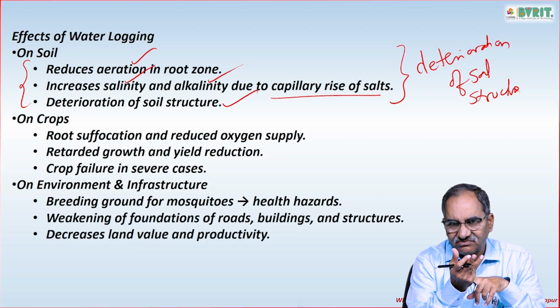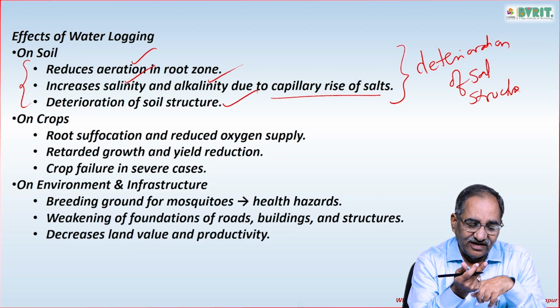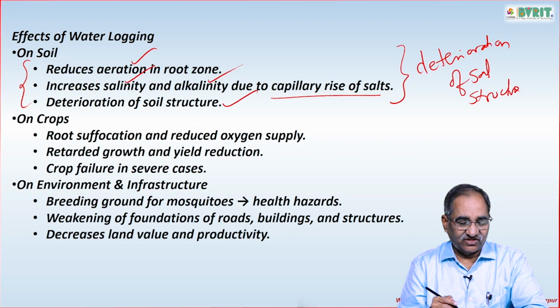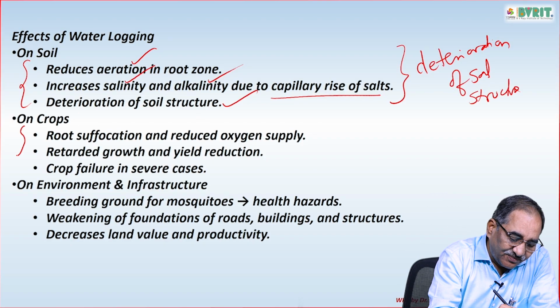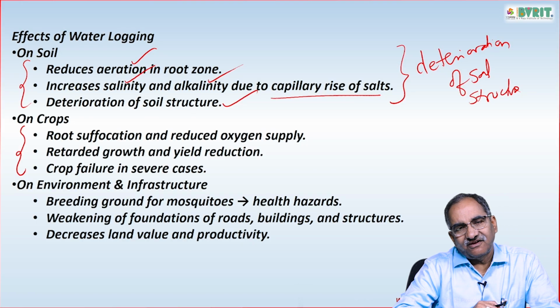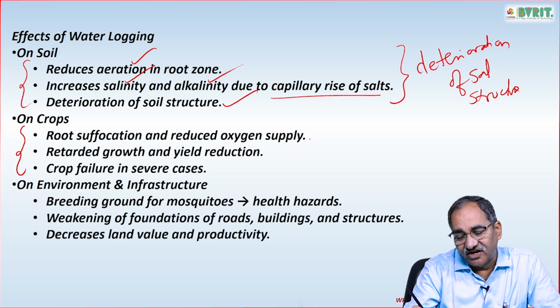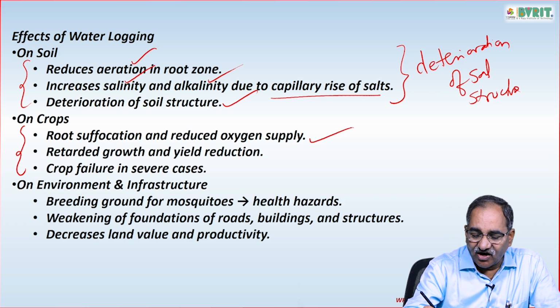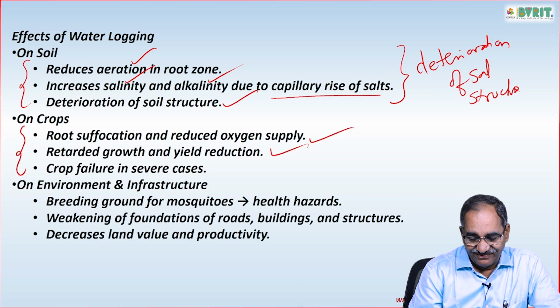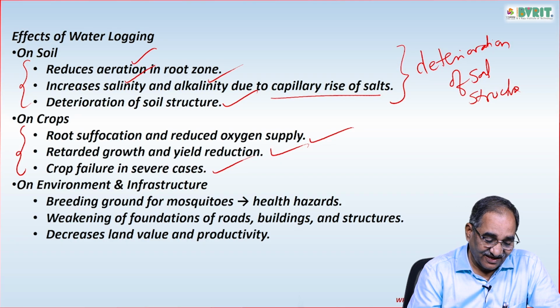No aeration, reduces aeration in the root zone, increases salinity and alkalinity, deterioration of soil structure. And on crops, what is the effect of waterlogging? The effect of waterlogging on crops is root suffocation and reduced oxygen supply, retarded growth and yield reduction, crop failure in severe cases.